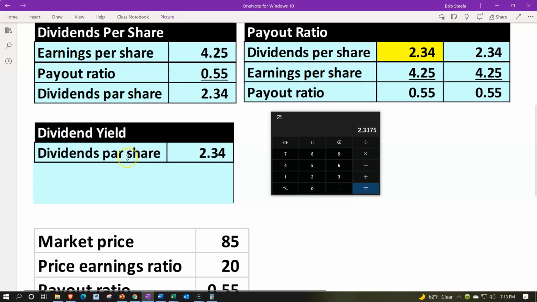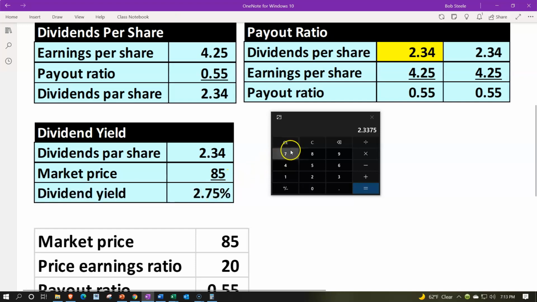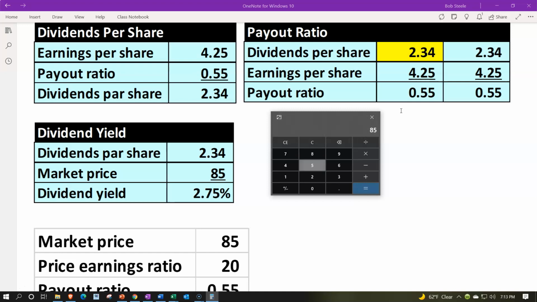Then if we have the dividend yield, we've got the dividends per share at the 2.35. That's our dividends per share, now comparing that to the market price, which we said was the 85. That's the thing that's not on the corporate information. It's going to be driven by the market, of course. So then we get our percent. Let's put that in the trusty calculator. The 2.34 about divided by the 85 gives us about the 2.75. Moving the decimal place 2 places over, that gives us our dividend yield.